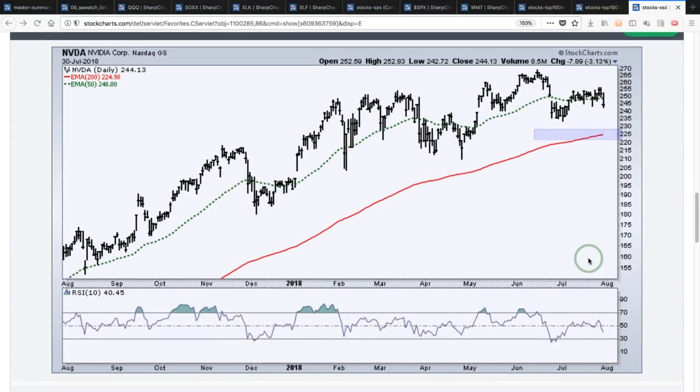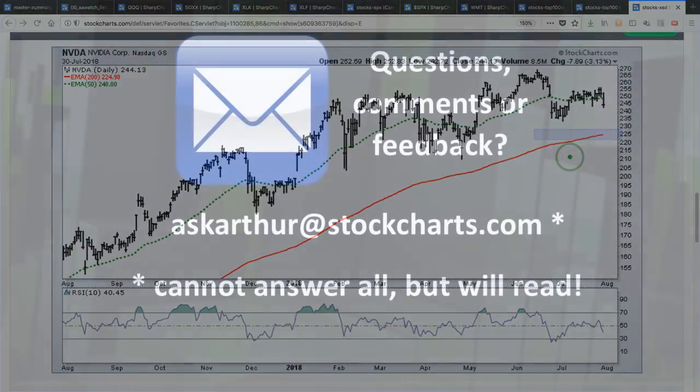And finally, NVIDIA. NVIDIA is probably going to create opportunity if it declines further. Now you can see there's the first hit, and then it bounced, and maybe it's getting the second hit. The second shoe is dropping. But I think if it gets into that 225 area, I would become interested, especially if RSI gets oversold.